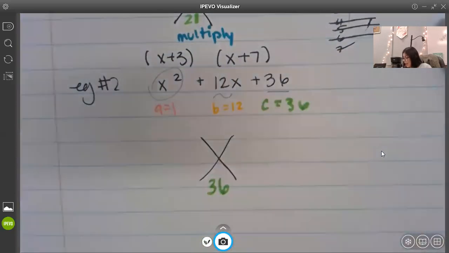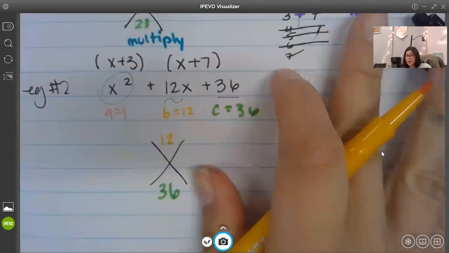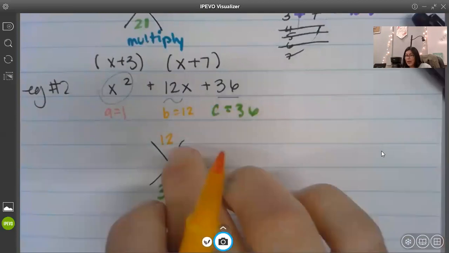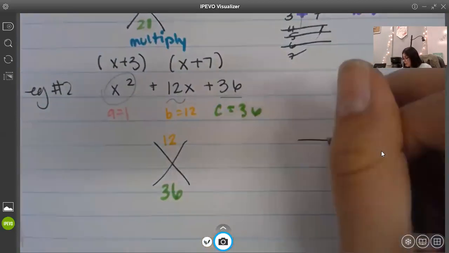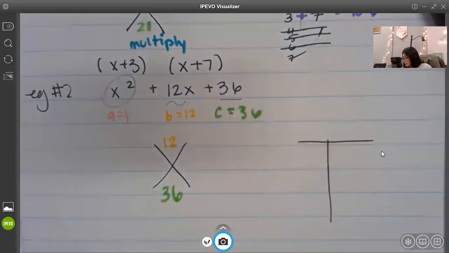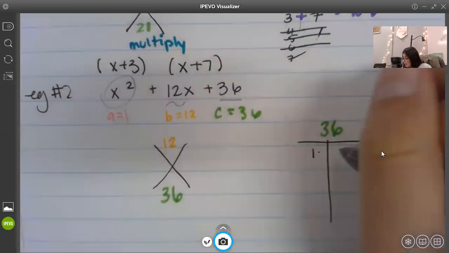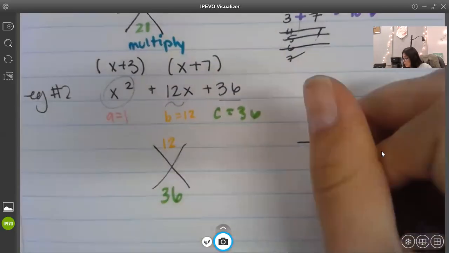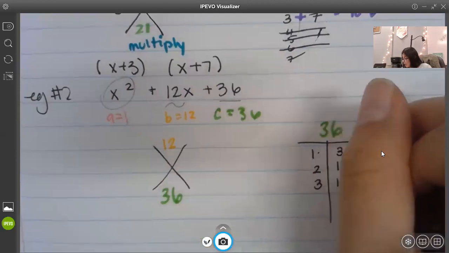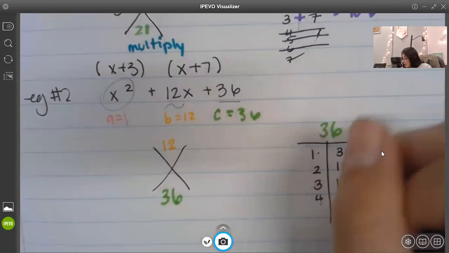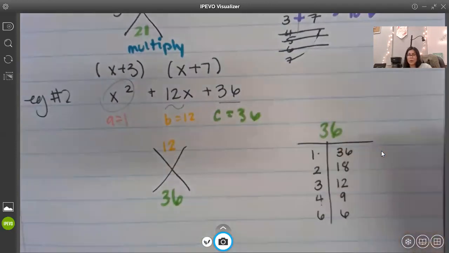And I'm going to add them. And the answer is supposed to be 12. The factors that give you 12, that's your correct answer. So let's make a list for 36. So 1 times 36 is 36, bless you. 2 times 18, 3 times 12, 4 times 9, 6 times 6, 5 doesn't, 7, 8 don't work. Those are the only ones that work.